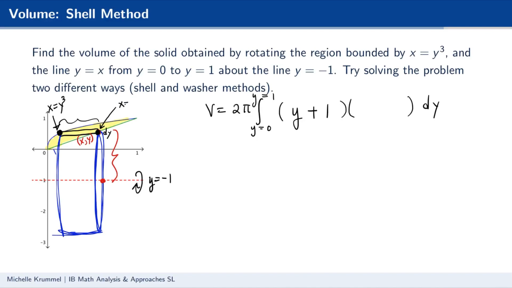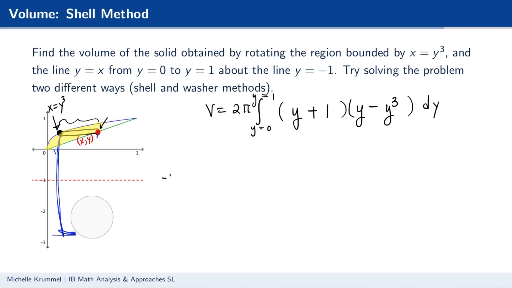x, and so we know x equals y. So we're going to do the right x minus the left x. We're defining our x values in terms of y because it's a dy problem. So the right x is y minus, and the left x is y cubed. Okay, so there's our setup using shell method.